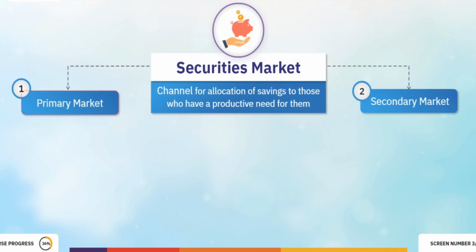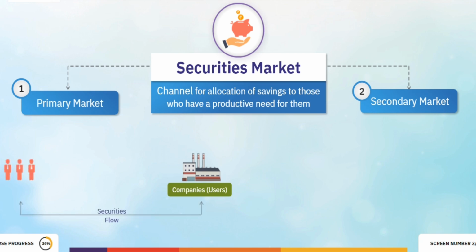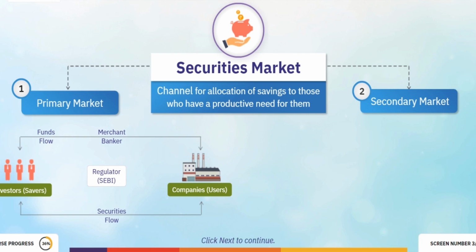Let's understand the primary market first in a little detail. In the primary market, companies that wish to raise funds issue securities to the investors, who are the savers, with the help of merchant bankers. Investors in turn remit funds to the companies through these merchant bankers by subscribing to these securities. All operations in the primary market are governed and regulated by the Securities and Exchange Board of India, SEBI.